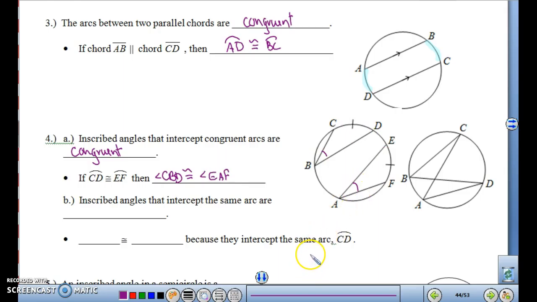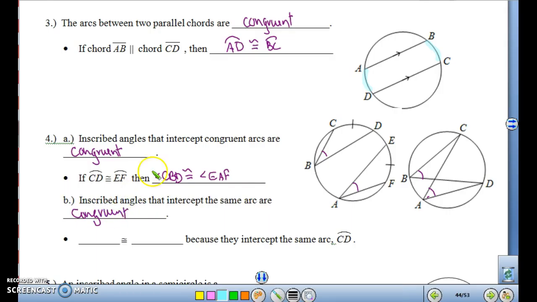Because these arcs are congruent, these angles that intercept them are all congruent. Also, this is true of inscribed angles that intercept the same arc. All right, so let's look at angle CBD and CAD right there. What arc do they intercept? Well, CBD intercepts arc CD, and angle CAD also intercepts arc CD. So if they're half the measure of the arc they intercept, aren't they going to be the same? Yeah, inscribed angles that intercept the same arc are congruent.